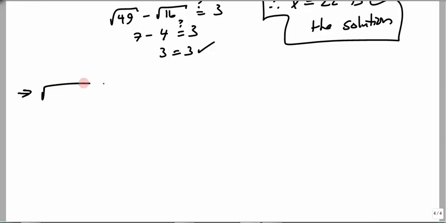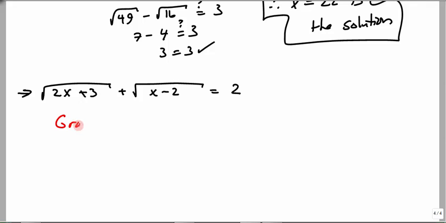So let's look at another one. Square root of 2x plus 3, minus square root of x minus 2 equal 2. So I want to graph this right away. And we already know that when we graph something, it has to be set equal to 0. So everything on the left stays, and I subtract that 2 across. So let's go ahead and graph this.